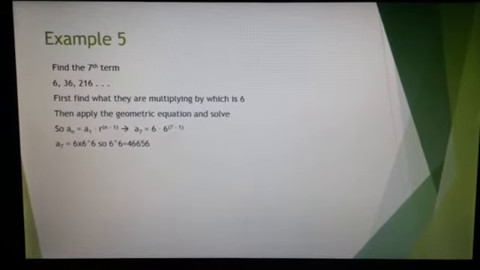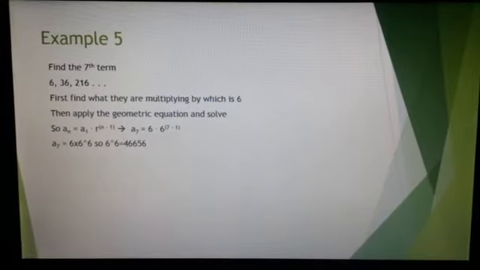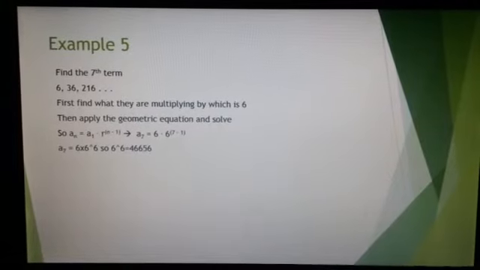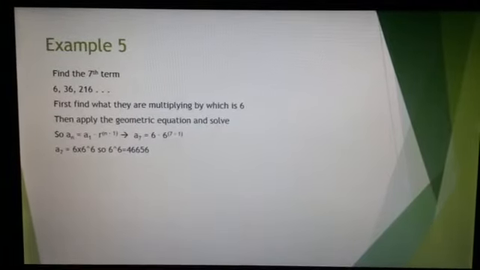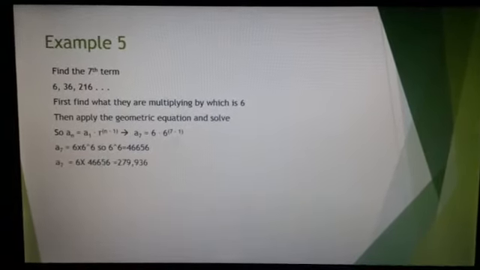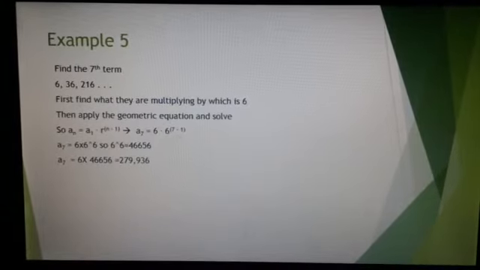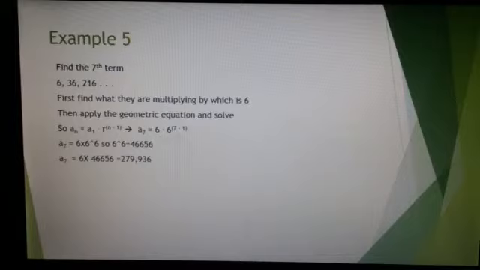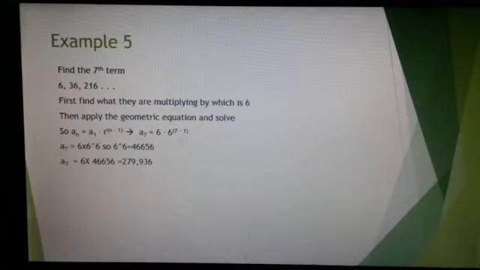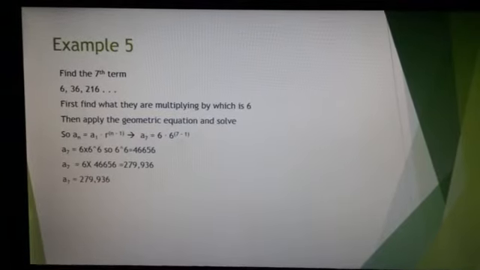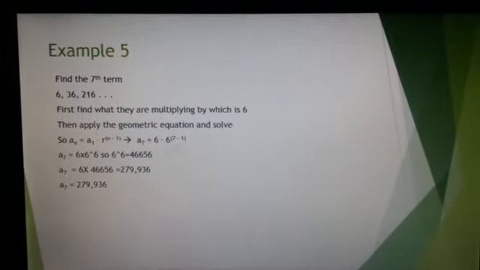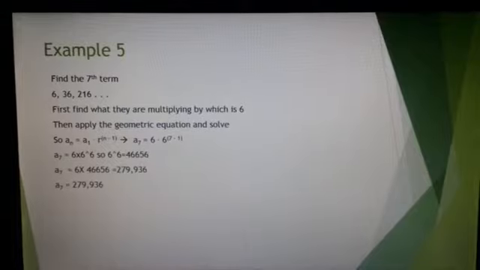So then you would have a_7 equals 6 times 6 to the 6th power. So you would first want to solve for the exponent. So you would do 6 to the 6th power, which equals 46,656. And then to further solve for a_7, you would do 6 times 46,656, and that equals 279,936. So then you can see that the seventh term of the geometric sequence of 6, 36, 216 would be 279,936.